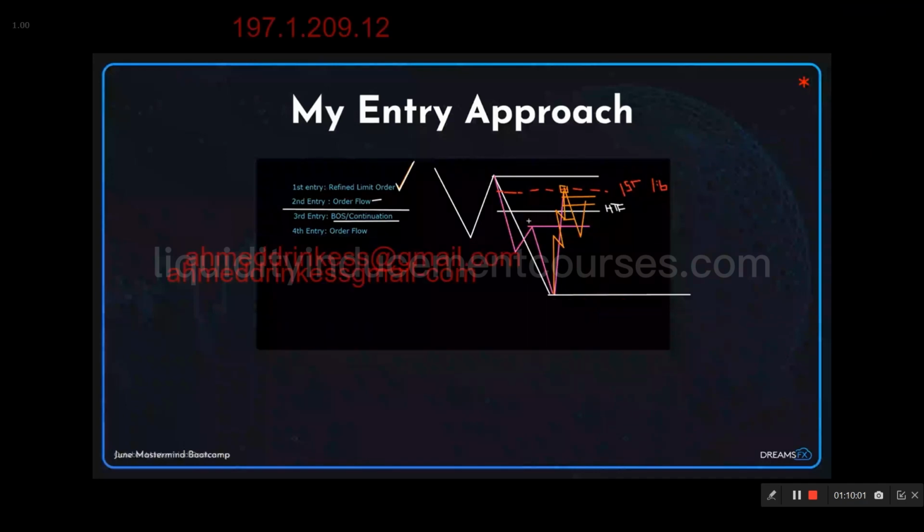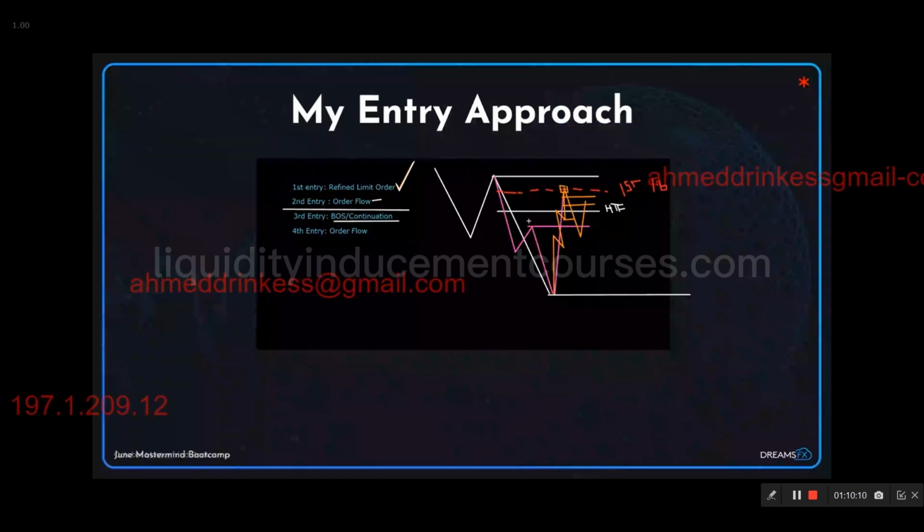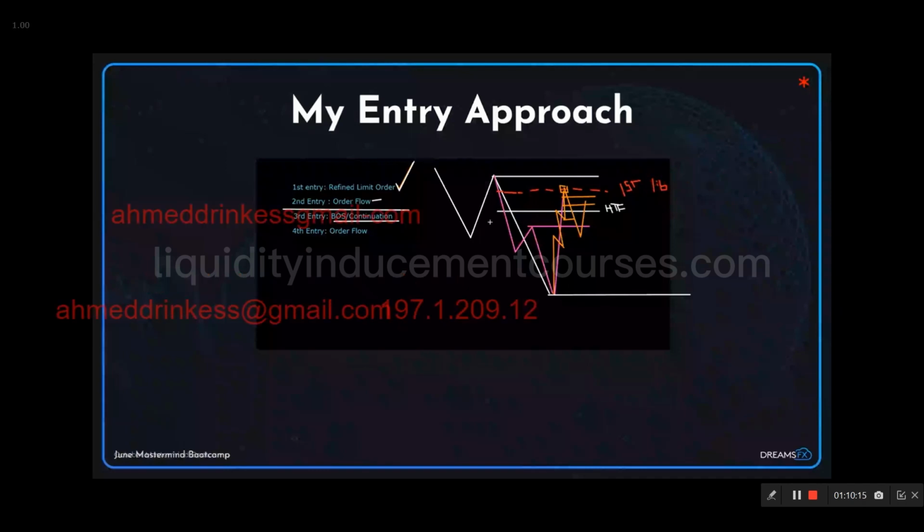My first entry gets me in. My second, third, fourth entry, that's where I won't have anything lower. Absolutely not. Then a 5 pip stop loss or 3 pip stop loss. Again, it's case sensitive, but the RR is what matters. I don't care about stop loss as long as my RR meets what I need.